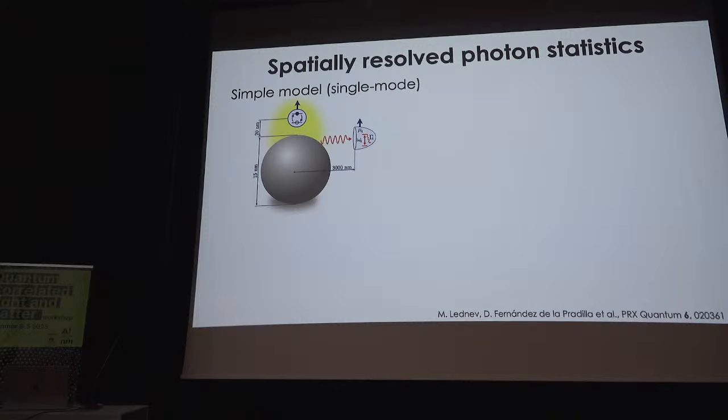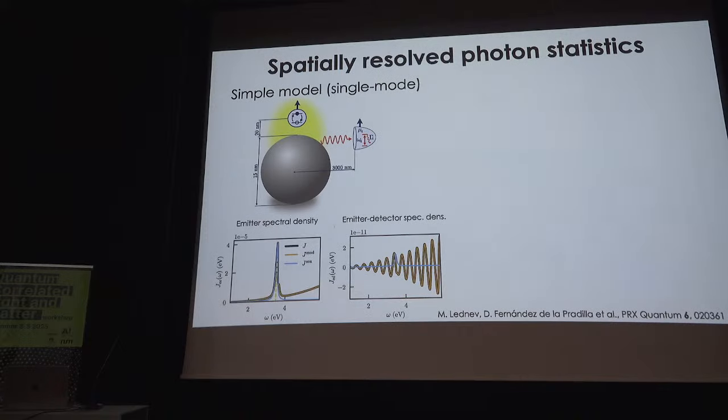It turns out I can use that to get not just the electric field strength, but also second order correlations in space and any higher order. We looked at a very simple model system to show that this works and what advantages this gives: a two-level emitter next to a metal sphere.